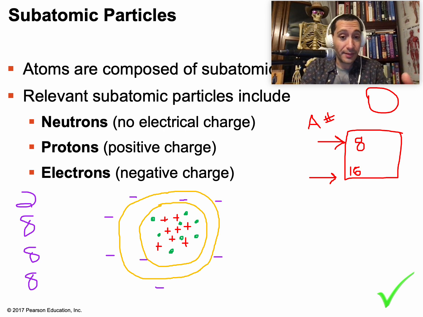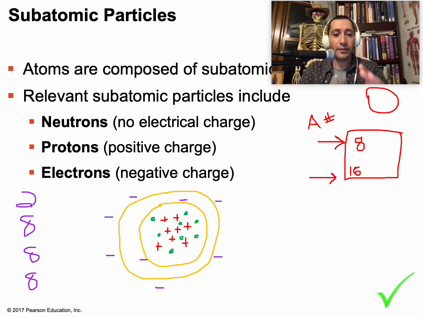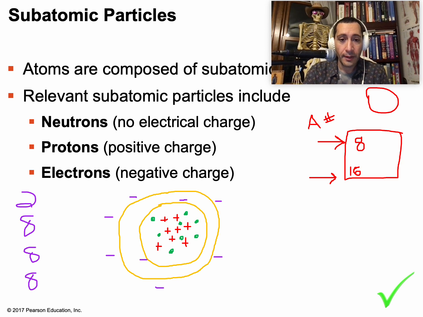Did we draw too many on the outside? Well, how many does the second one hold? It holds up to 8. Well, I only got 6. Okay, so now we are complete. This is a perfect depiction of all the subatomic particles in an oxygen atom. Okay. 8 protons, 8 neutrons, 8 electrons.